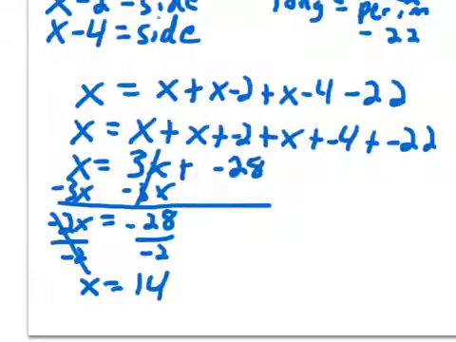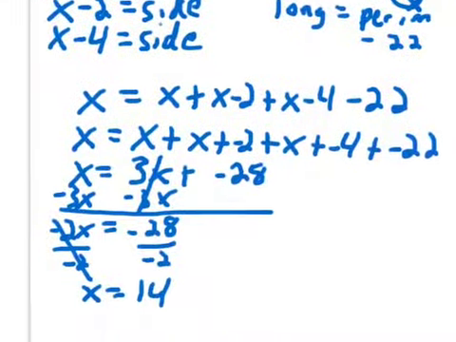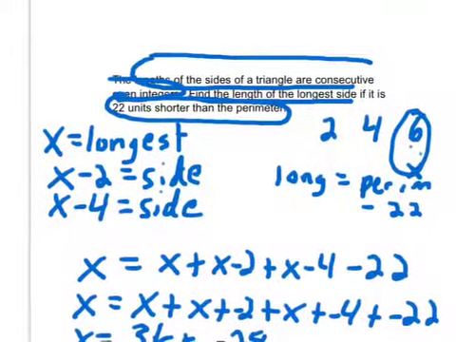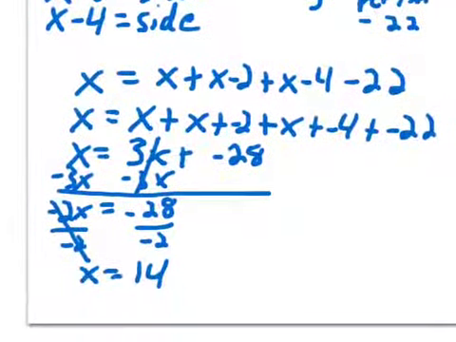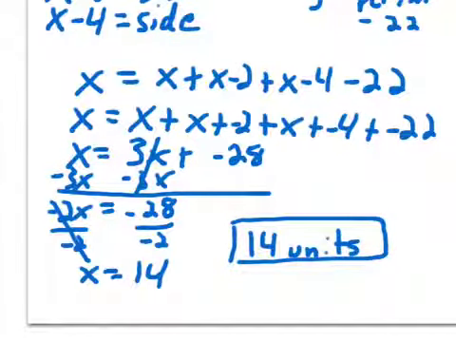Alright? So now we have to answer the question back here. It says, find the length of the longest side. So the length of the longest side is 14. And we should always give it a label. They don't tell us centimeters or anything like that, so I put 14 units. Now I'm going to check to make sure our answer makes sense. We were supposed to have 3 consecutive even integers. Well, if the longest side is 14, that means the other two sides have to be 10 and 12.